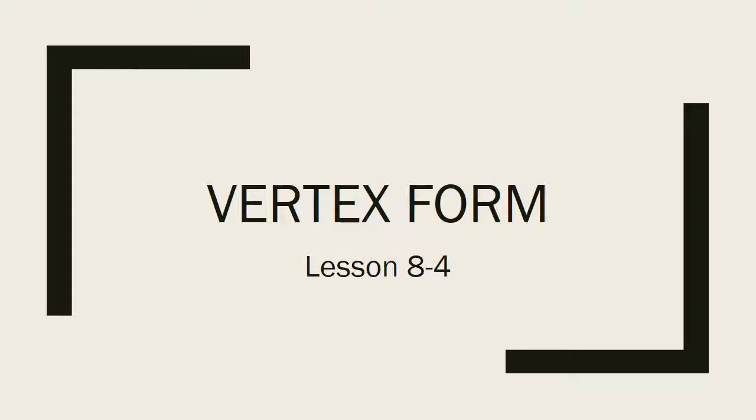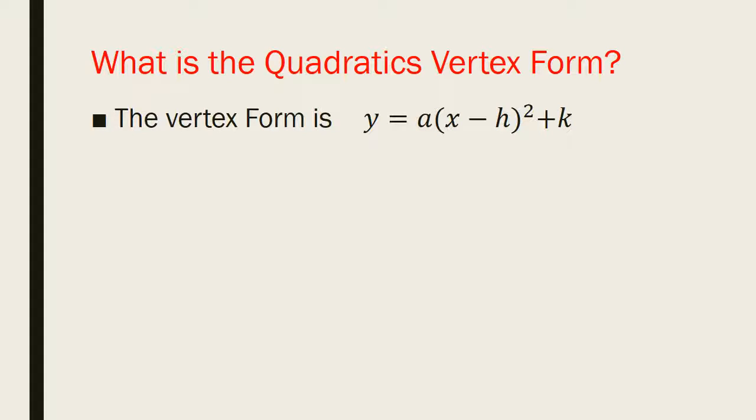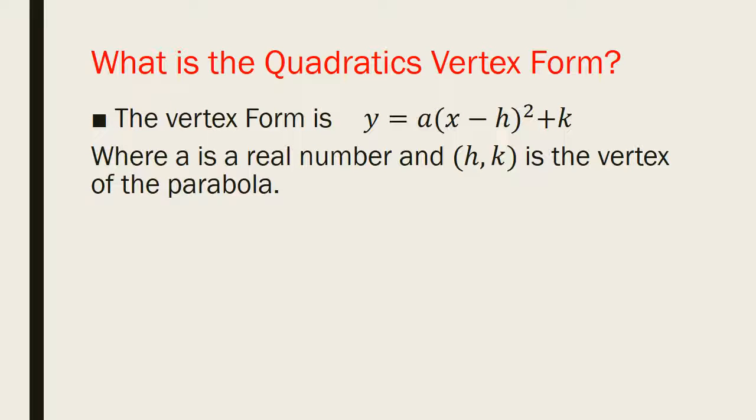Hi guys, this is lesson 4 in Unit 8 and today we're going to talk about the vertex form. So let's start by saying what is the quadratics vertex form. The quadratics vertex form is y equals a times (x minus h) squared plus k, where a, h, k are real numbers.